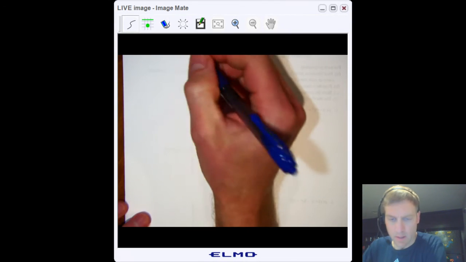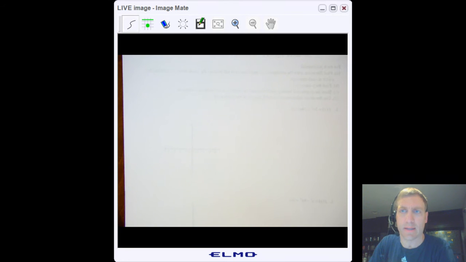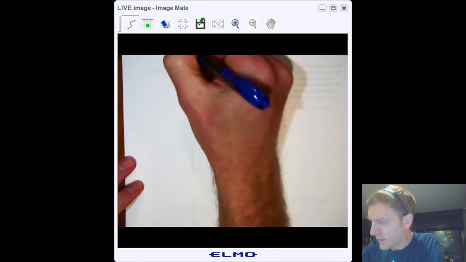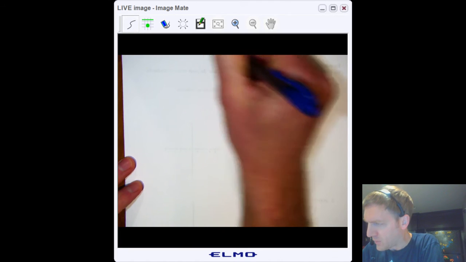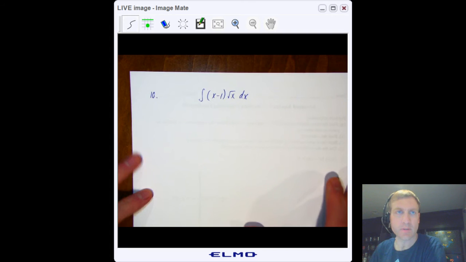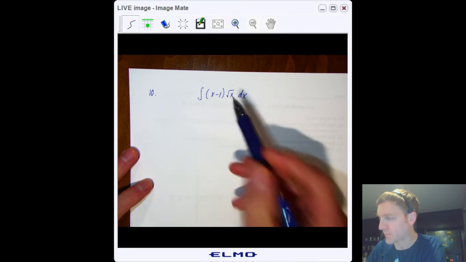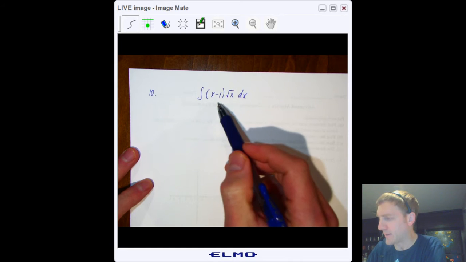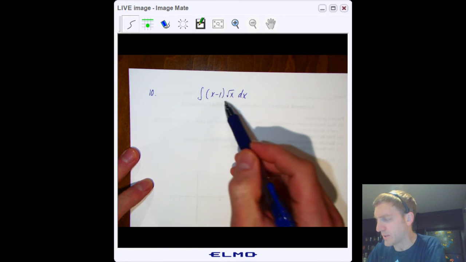All right, next one, number 10. Another one that a lot of people missed. This is one of those that if you did a little bit of algebra at the beginning, you made it easier. So we have an integral of x minus 1 times radical x. Now, remember, we don't know how to do an antiderivative of a product. And there's no substitution because you can't do a u and a du.